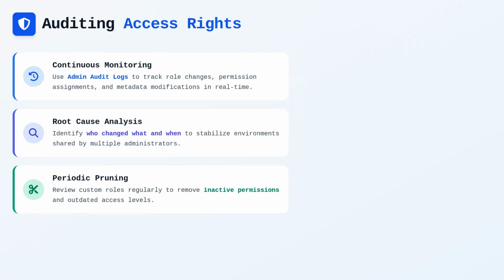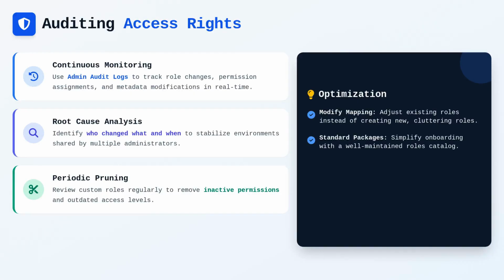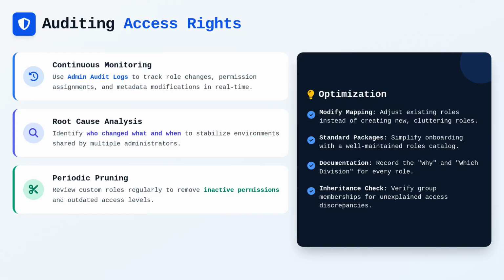Perform periodic reviews of your custom roles to ensure that inactive permissions or outdated access levels are pruned from the system. When you determine that a user has excessive rights, modify their role mapping rather than creating new, overly specific roles that clutter your configuration. A well-maintained roles catalog simplifies management and makes it easier to onboard new employees with standard access packages. Consistent documentation of why certain roles exist and which divisions they control will save substantial time during future audits. If you find discrepancies that cannot be explained, verify the user's group memberships, as these can indirectly influence access rights through inherited permissions.